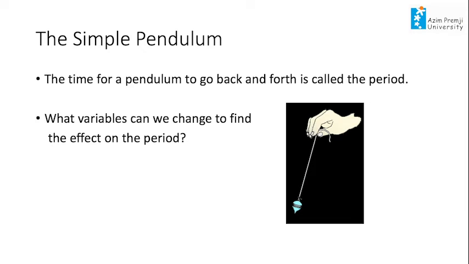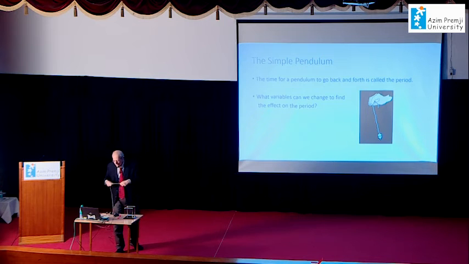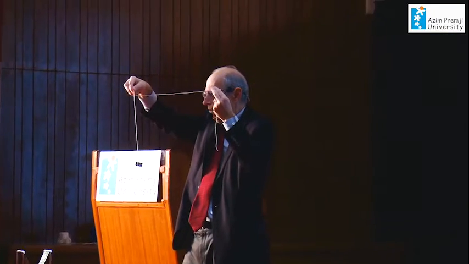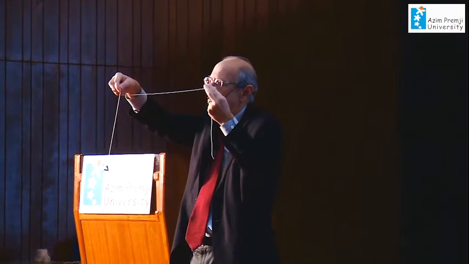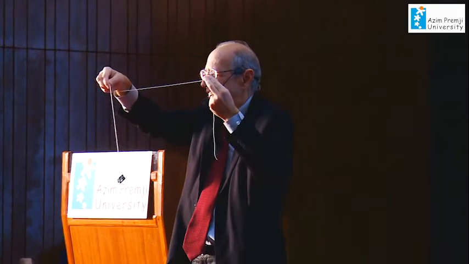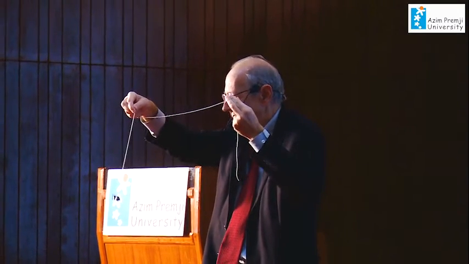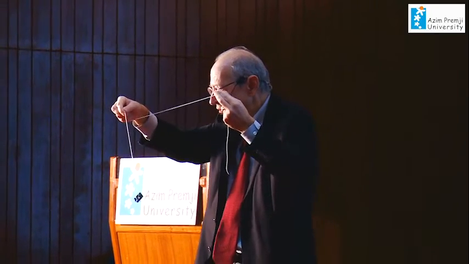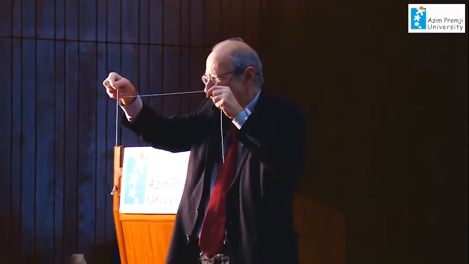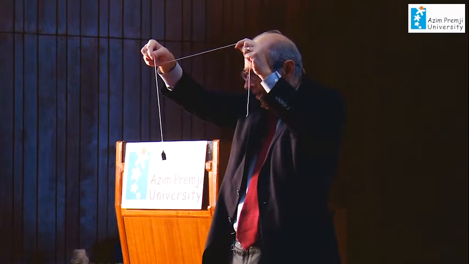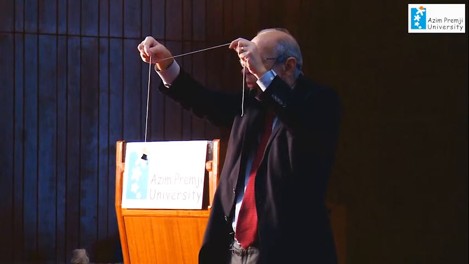It's really very simple. If I take a pendulum and I swing it, we call the time it takes to go back and forth the period. So I just tell you that because if I forget to call it the time, I say the period, it's the same thing. The time to go back and forth is the period. And the question is, what variables could affect the swing of this pendulum? And what could we change?